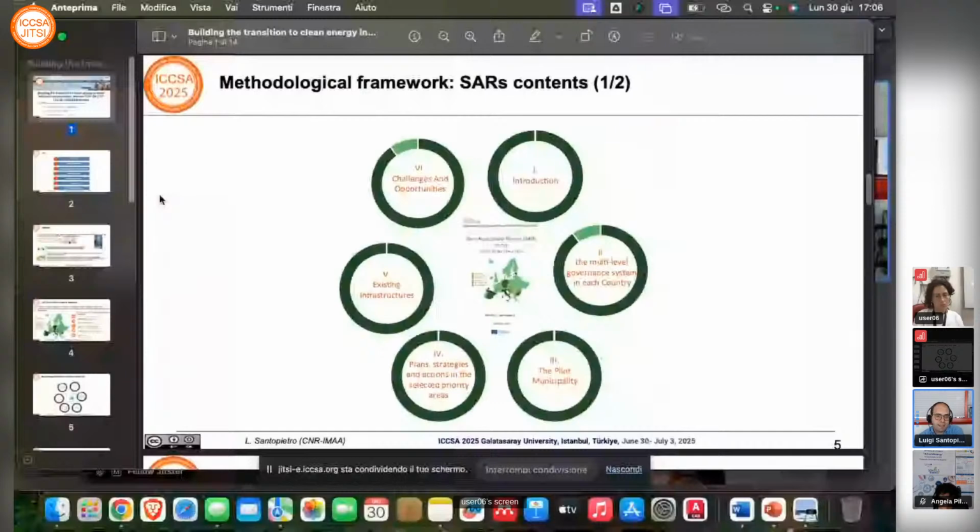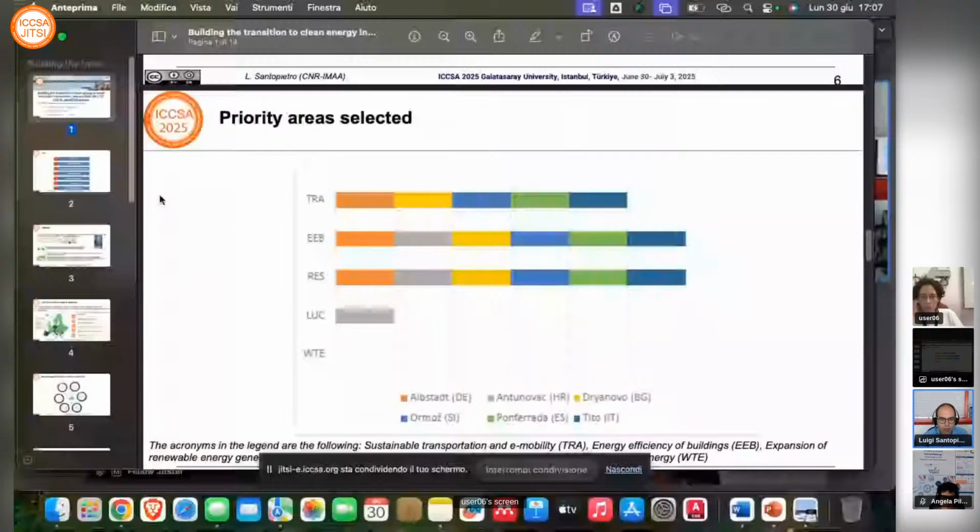Considering the priority areas selected, the 6 pilot municipalities shared the selection of 3 priority areas in particular: the transport priority area, energy efficiency of buildings, and the expansion of renewable energy systems. It's relevant to highlight 2 facts. The first, only the municipality of Antunovac has selected the land use planning for increased carbon absorption priority area, and no municipality has selected the waste to energy priority area.